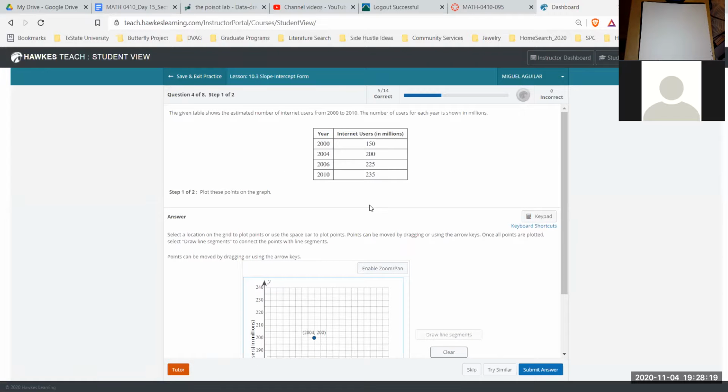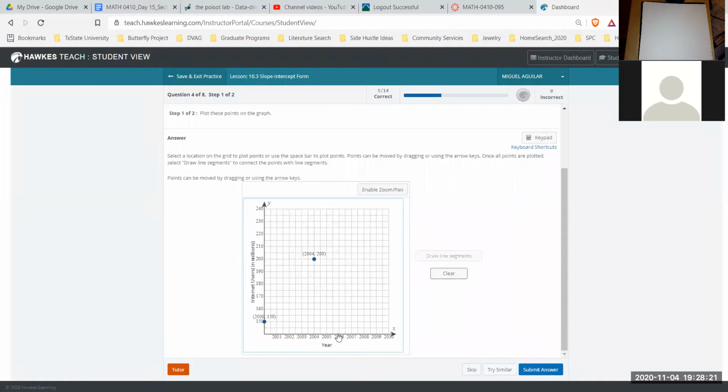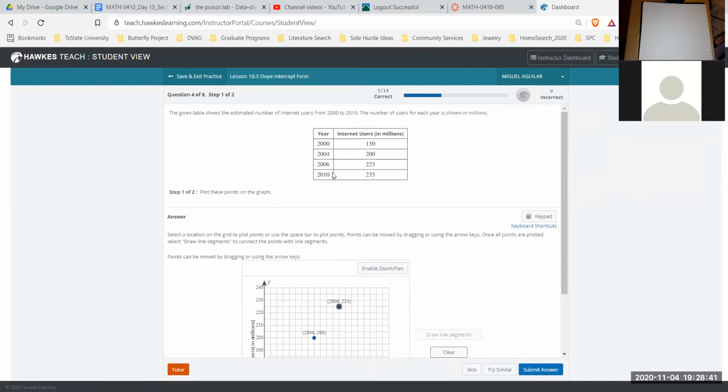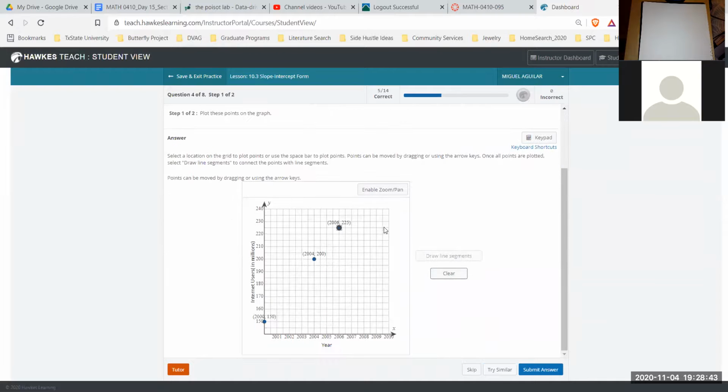2006 and 225. 2006 is right here. Going to go up to 225, which would be up between 220 and 230. And again, if you get it wrong, you can always drag it over and then drag it up to get to the right place, right? But this is just asking you to plot these points. So 2010, 235. 2010 is the last one. 235 will be right there.